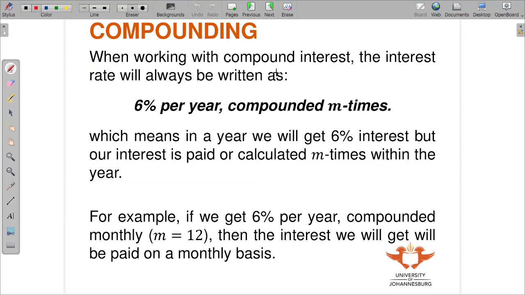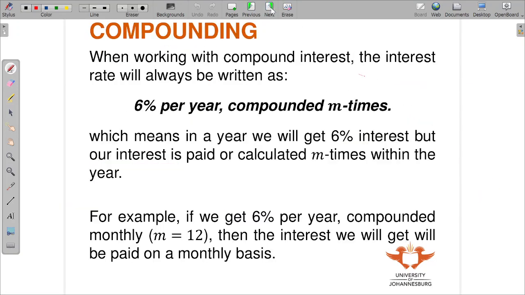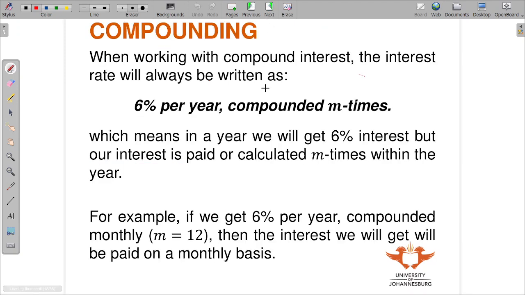All right, so when we are compounding, sometimes we compound not only annually. If you look at the example here, the example is compounded annually. We don't compound only annually, we also compound maybe monthly, weekly, bi-monthly, and things like that.